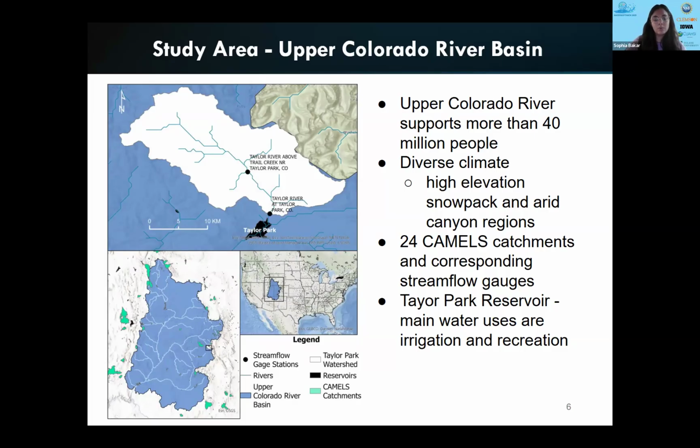If we were to do this again, we would probably revisit our study area, but the main reason we focused on this is because of the amount of reservoir data in this basin and the effects of management in this basin. So we really wanted to focus on an area that had a lot of reservoirs, had a lot of reservoir data, that we could really explore. And so the results that we highlight in our presentation are for the Taylor Park Reservoir, which is shown here in black, and it's just directly downstream from a CAMELS catchment, which is one of the reasons we selected it. And then the main water uses for this reservoir are irrigation and recreation.